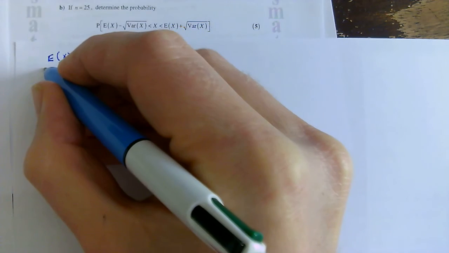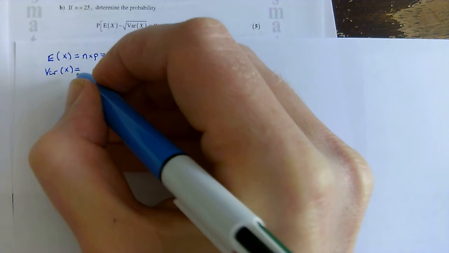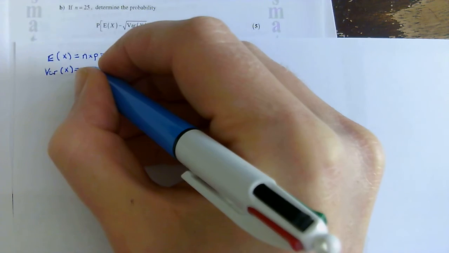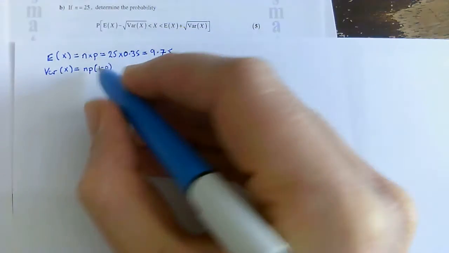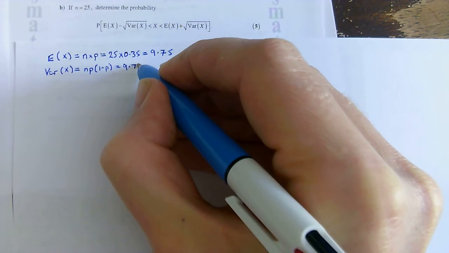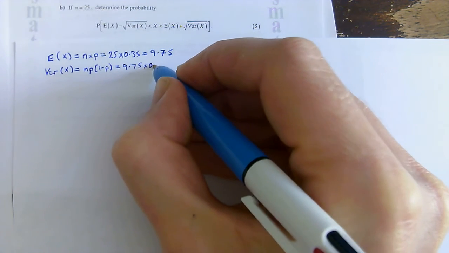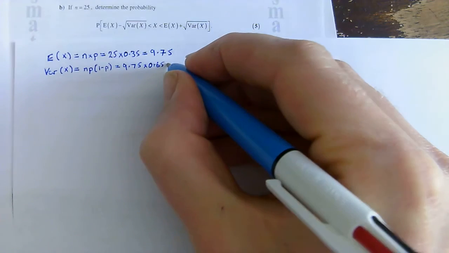The variance of x is np, 1 minus p. We've already worked out np was 9.75. 9.75 times 0.65, which gives us a variance of 5.6875.